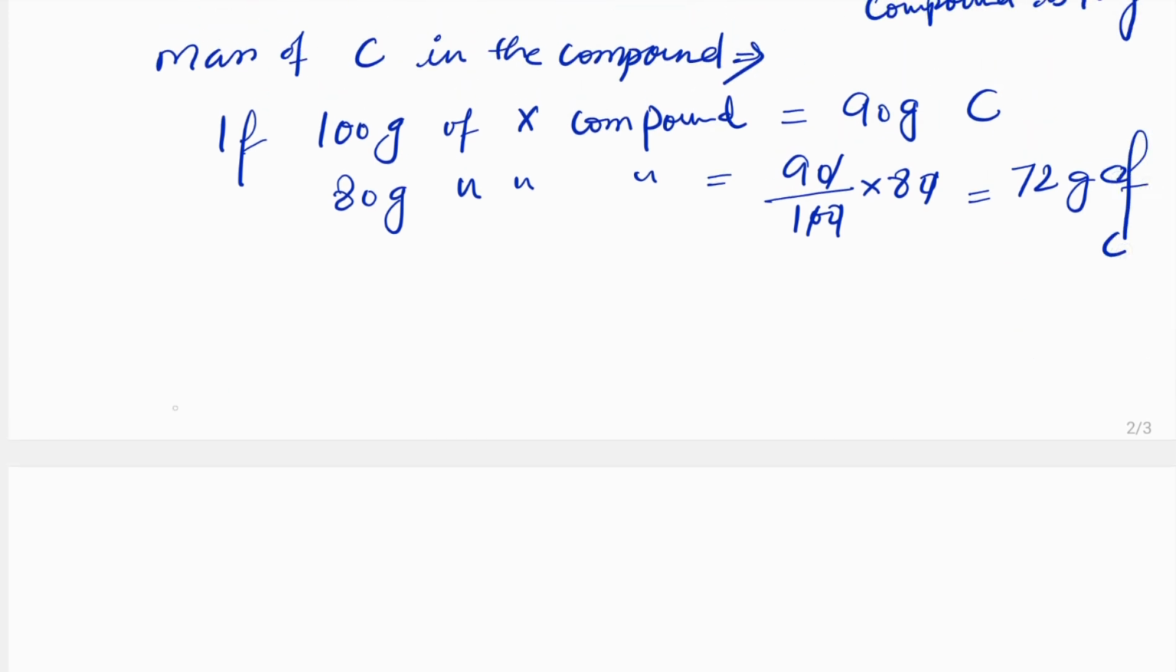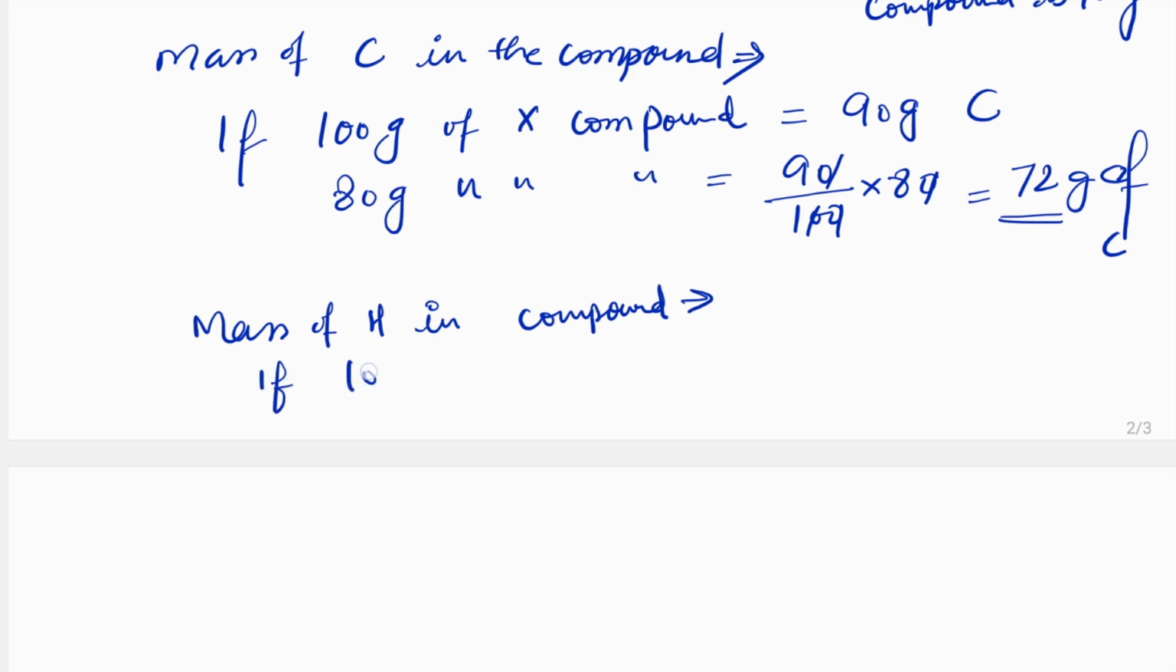Okay, so let's calculate the mass of hydrogen in the compound. We can do a few things. We can calculate it in the same way as we calculated for the carbon, or we can take the molar mass and subtract the 72 gram of carbon. There are two ways. Okay, so we are going to do both. Let's see what is the answer.